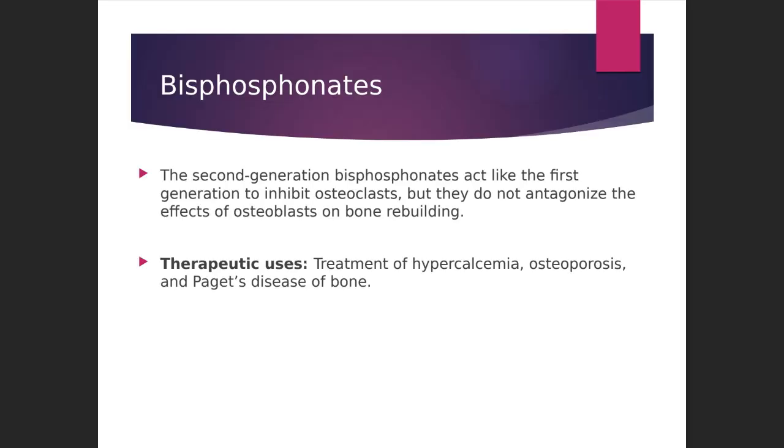The next are the second generation of bisphosphonates. They act like the first generation to inhibit the osteoclast, but they do not antagonize the effect of osteoblasts in bone rebuilding. The therapeutic uses of these bisphosphonates are in the case of hypercalcemia, osteoporosis, and Paget disease of the bone.